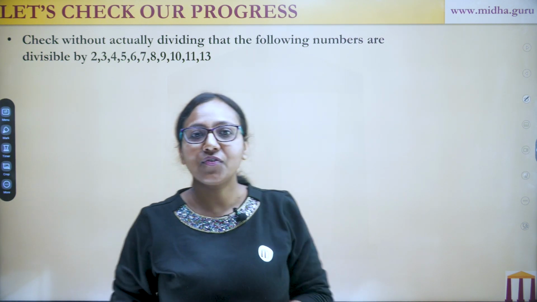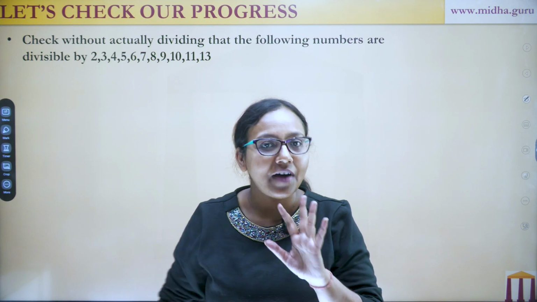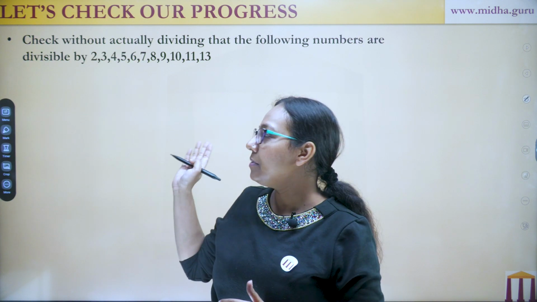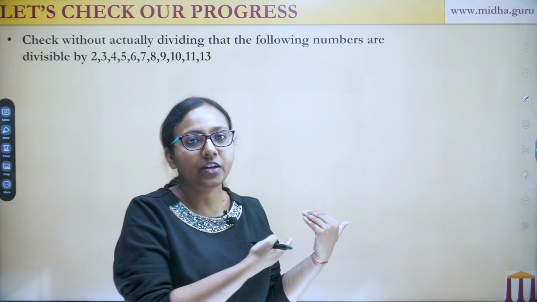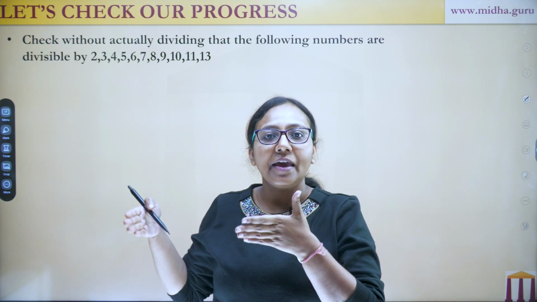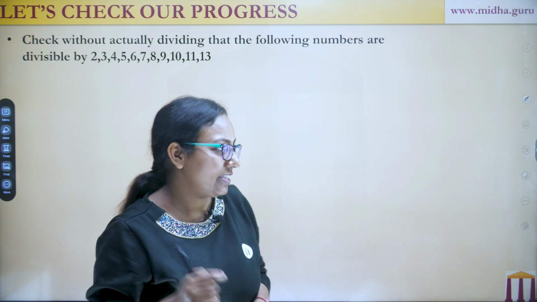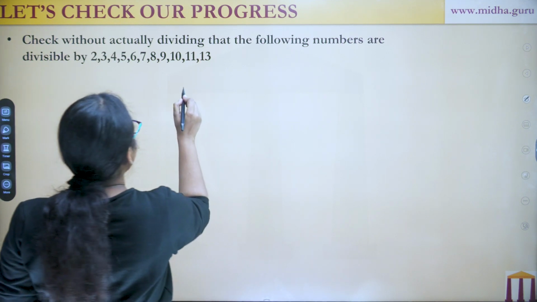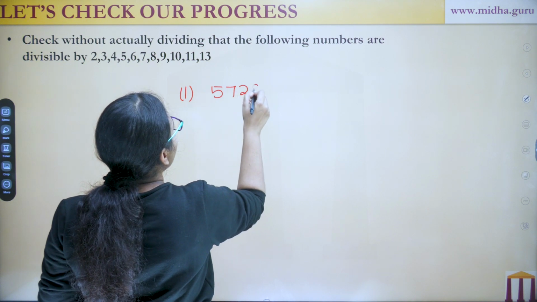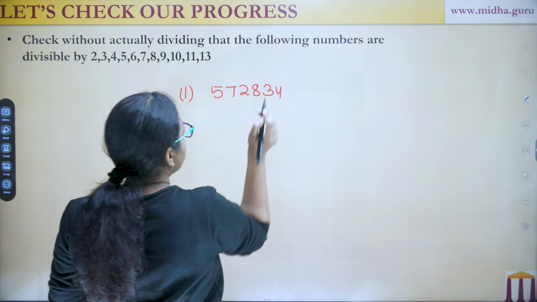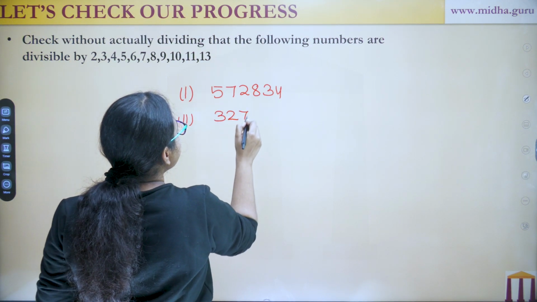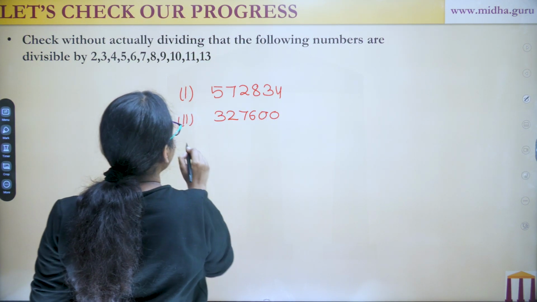Now, I have homework for you. I'm giving 5 numbers to you all. Without actually dividing, tell me whether the numbers which I have given are divisible by 2 or not, divisible by 3 or not. You have to make a table and tell me like this in the comment section. So let's see. My first number is 5, 7, 2, 8, 3, 4. Second number is 3, 2, 7, 6, 0, 0.